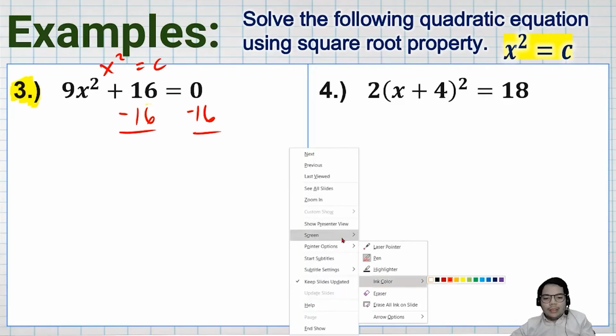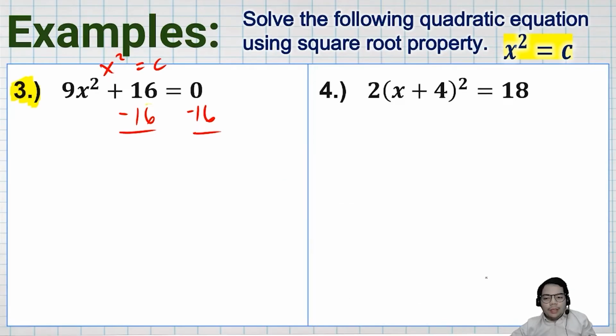So, we subtract 16 for both sides. And now, we will be having 9x squared. So, tanggal na yan. Magiging 0 na siya. Is equal to negative 16. Kasi di ba 0 minus 16 is negative 16. Then, we can also get rid of 9 now. So, copying ko lang. 9x squared is equal to negative 16.